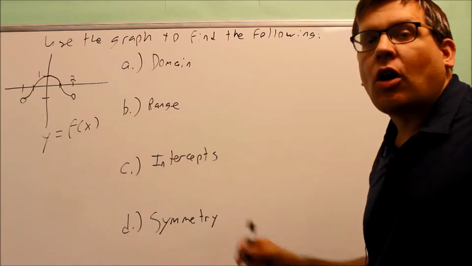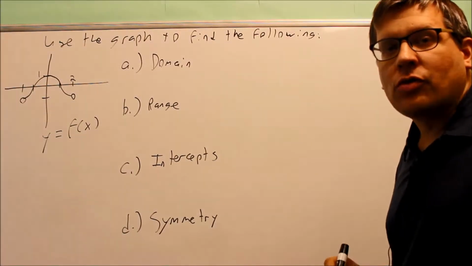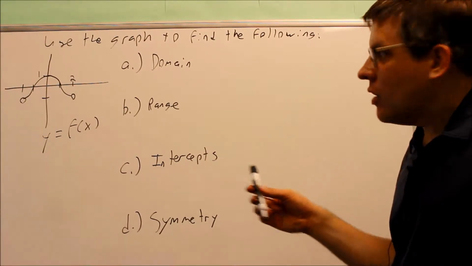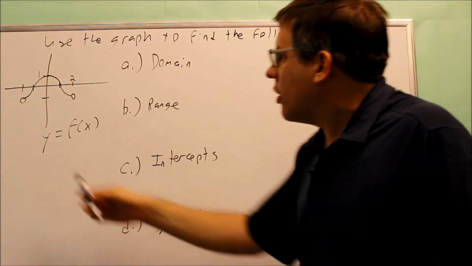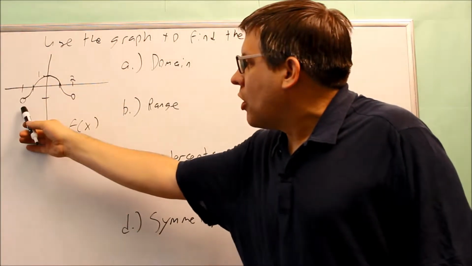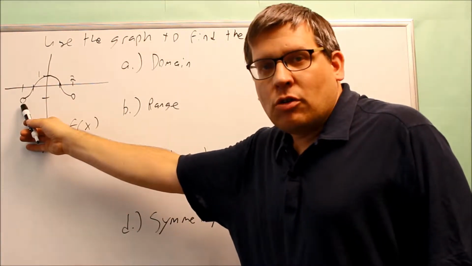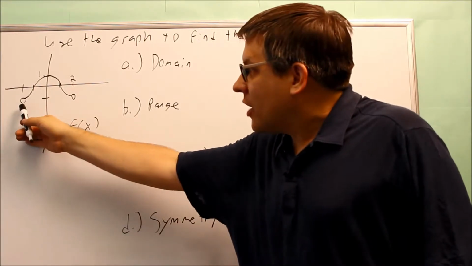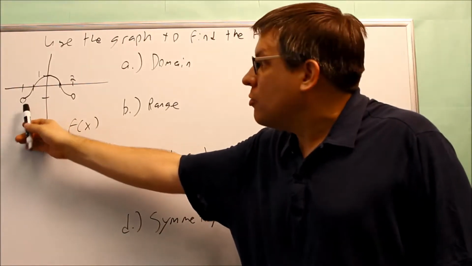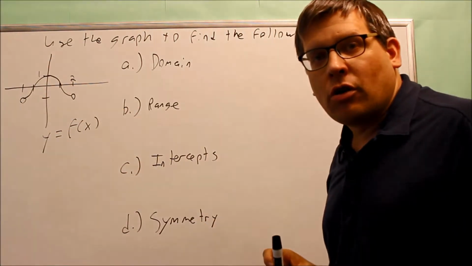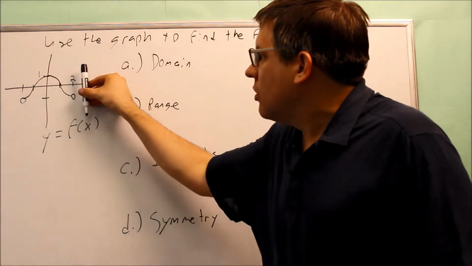Domain is talking about all the x values that the graph uses. So how you do that is you look at the very left-hand portion of the graph, and you go all the way over to there, and we notice that the smallest x value that's being used is -2. Now -2 is going to have a parenthesis on it because we actually can't include -2, but that's as far left as that graph will go. It goes all the way over to here.